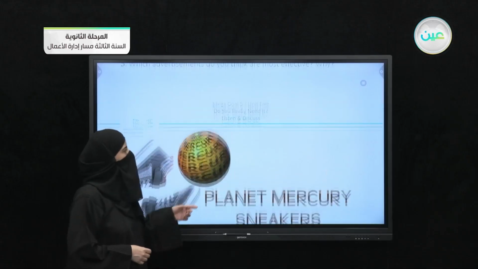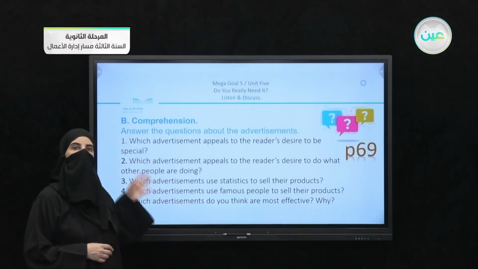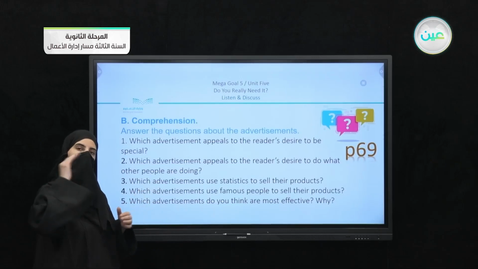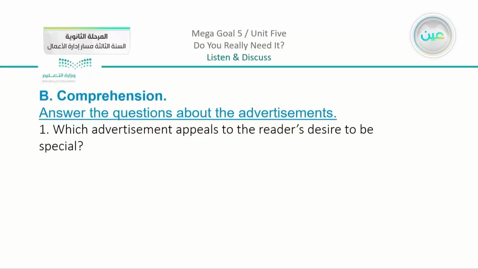Now in the book we do have the discussion questions here on page number 69. They are comprehension questions, and we are going to go by them one by one. So we have the first question here: which advertisement appeals to the reader's desire to be special? Just think about the 5 advertisements that I just mentioned: the car, the shampoo, the detergent, the water, and also the sneakers.